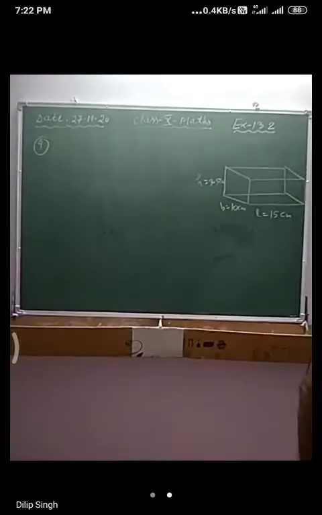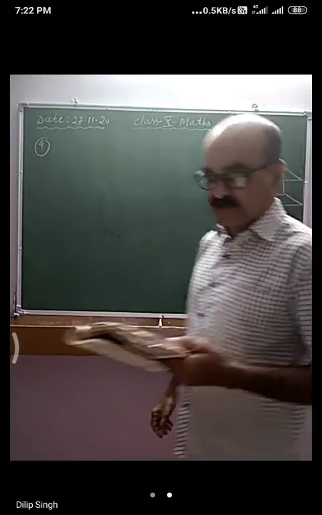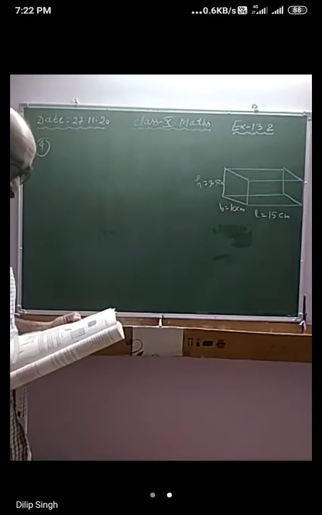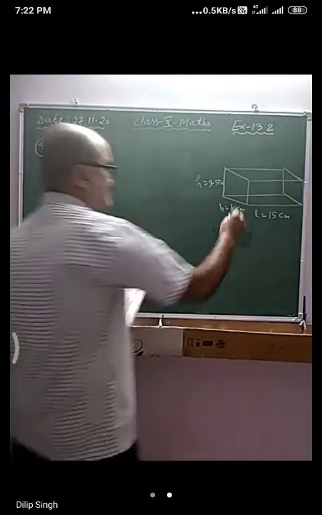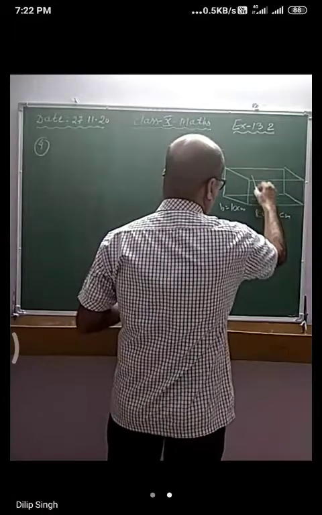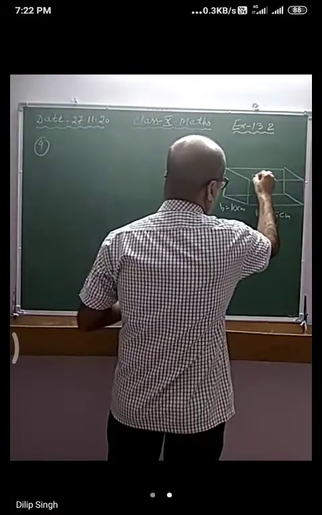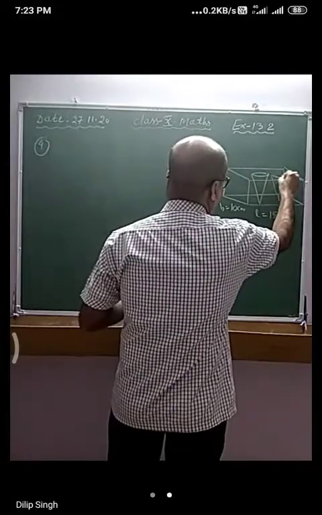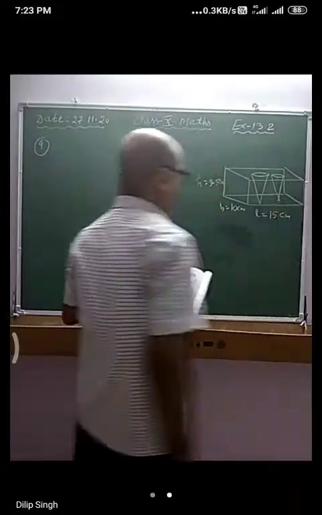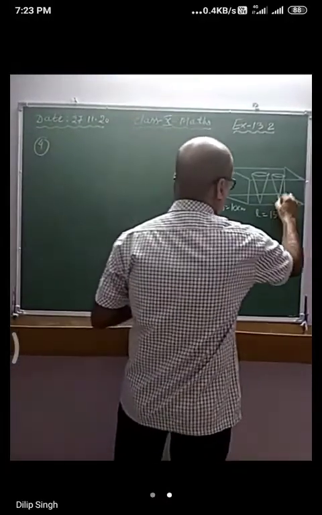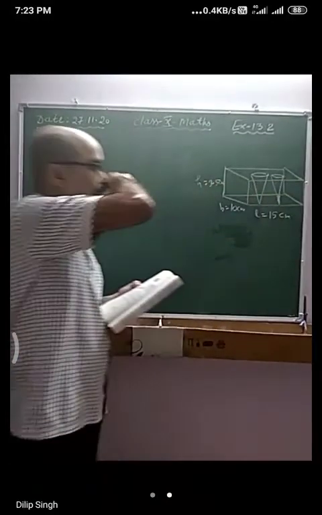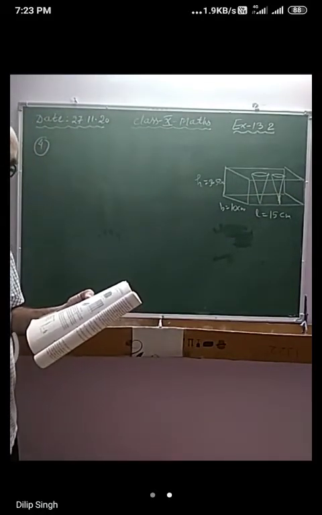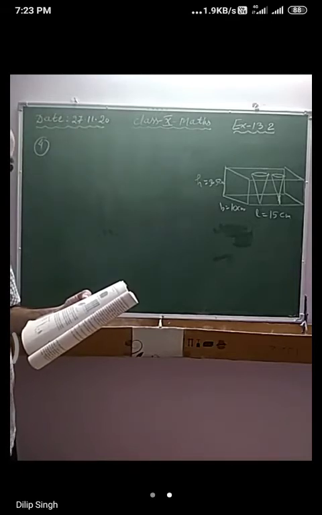There are four conical depressions. A pen stand made of wood is in the shape of a cuboid with 4 conical depressions. Conical depression means this. Here you have 4 conical depressions. I am showing only 2, but in your book it is giving 4, so that you can easily put your pen in the stand.